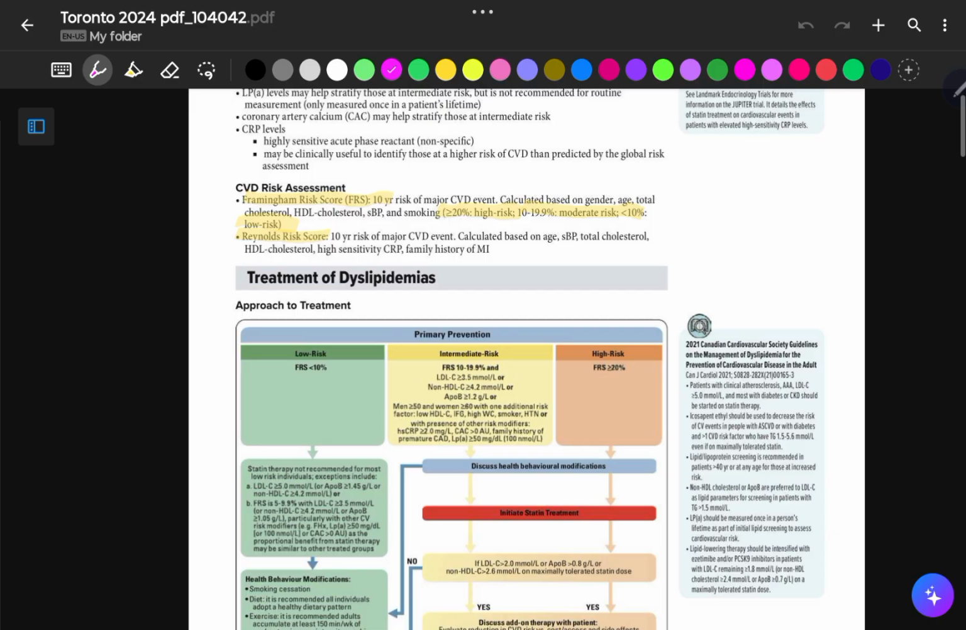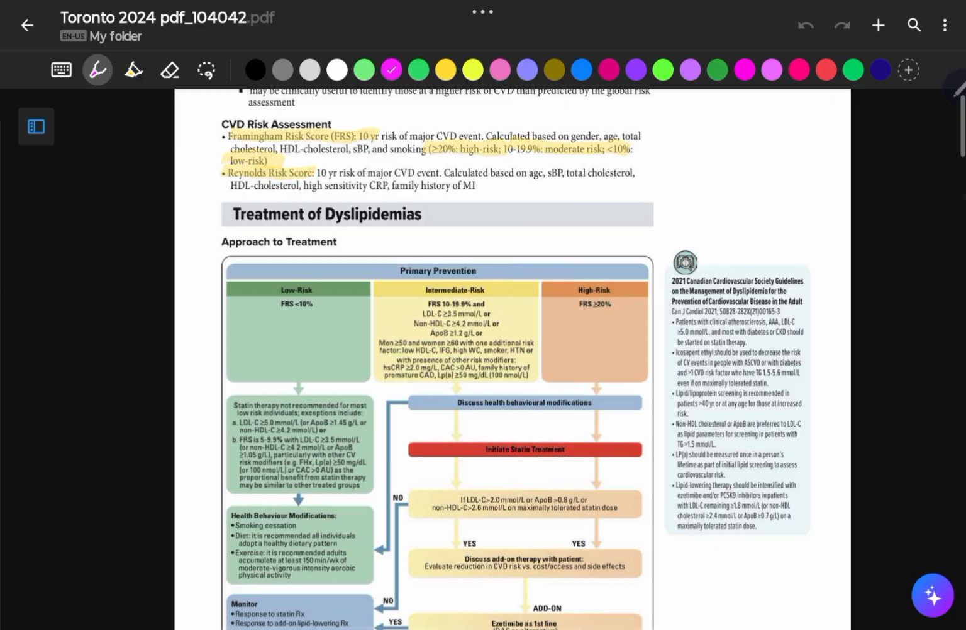All right. The second way of checking your cardiovascular risk is by doing your Reynolds risk score. This is also a 10-year risk of a patient getting a cardiovascular disease event, and it's also calculated based on age, systolic blood pressure, total cholesterol, HDL cholesterol, high sensitivity CRP, and family history of MI. All right. So how would you now treat the dyslipidemia?